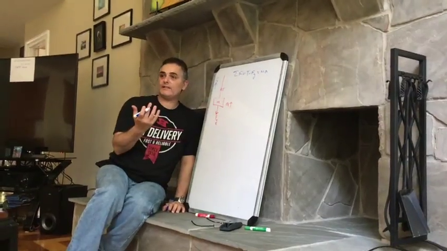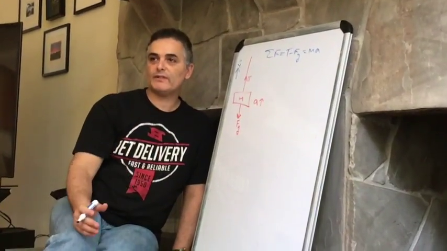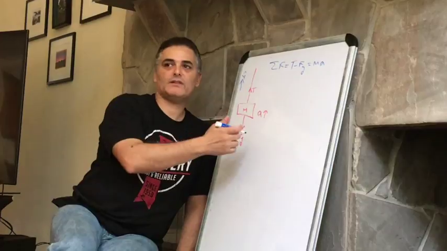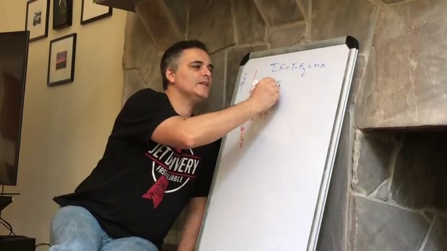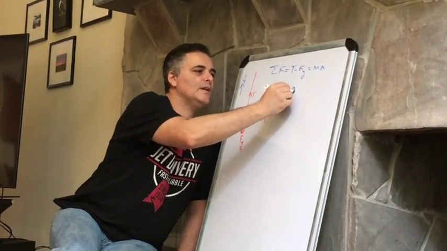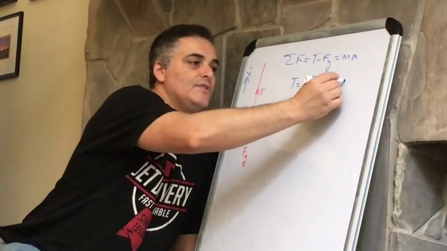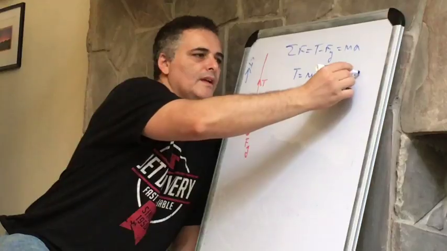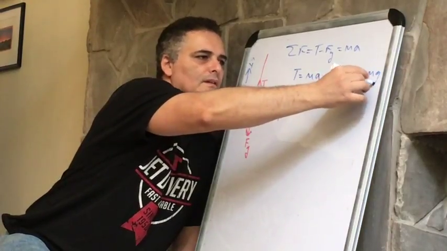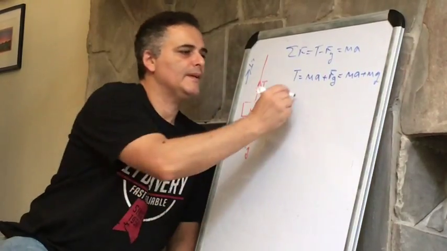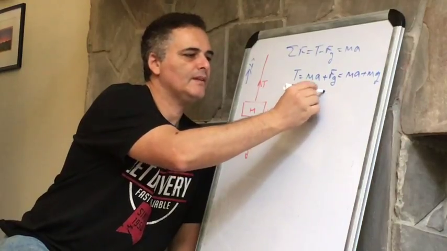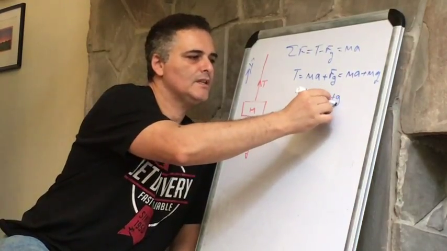Tension, because we're given the acceleration. Normally you'd be looking for the acceleration, but this time, because we're given it, we're just going to solve for tension. So the tension is going to equal ma plus Fg. And of course Fg is mg, right? So my tension, I can rewrite it as the mass times the acceleration plus g.